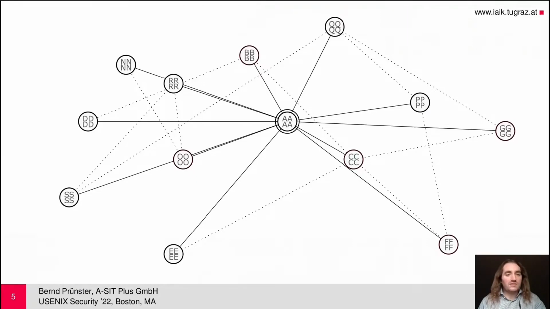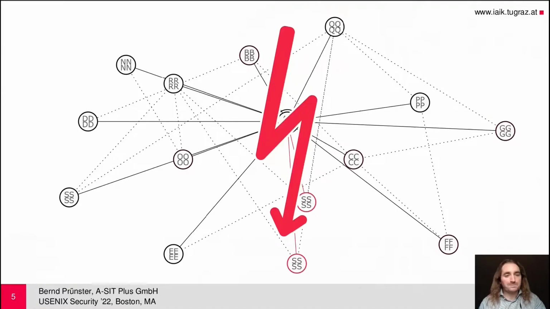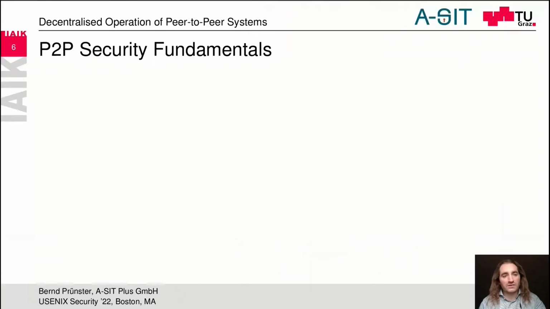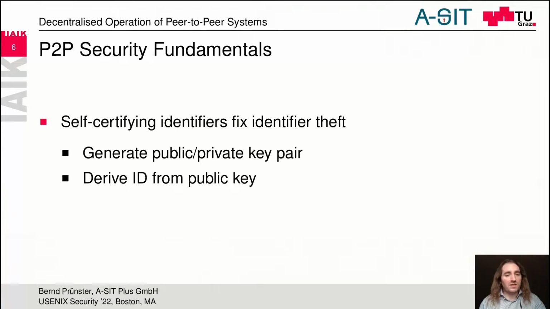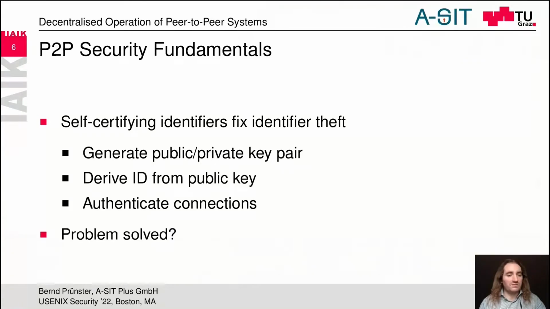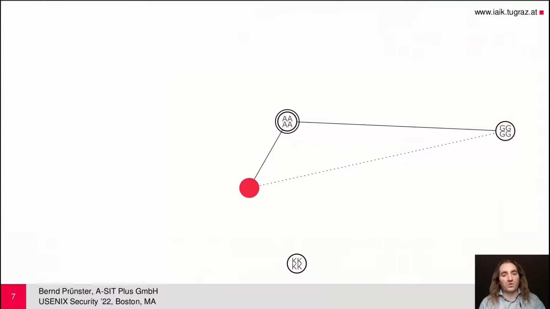And this works well as long as nobody goes ahead and claims identifiers already taken. So obviously, you need to do something about that. We need to lay out some very fundamental peer-to-peer security techniques. You definitely need self-certifying identifiers to fix identifier theft. So you generate a public-private key pair for each node, derive its ID from a public key, and you authenticate all connections, and you're basically done with it. And it definitely works. So each identifier in the network is now verified, which is nice, except, well, it's really not, because all those nodes could be operated by a single entity, which makes your network collapse.